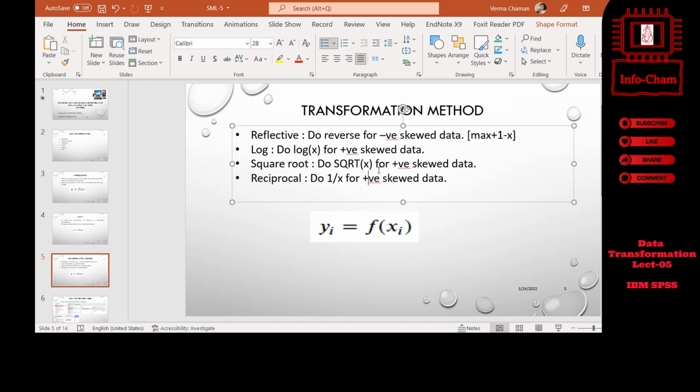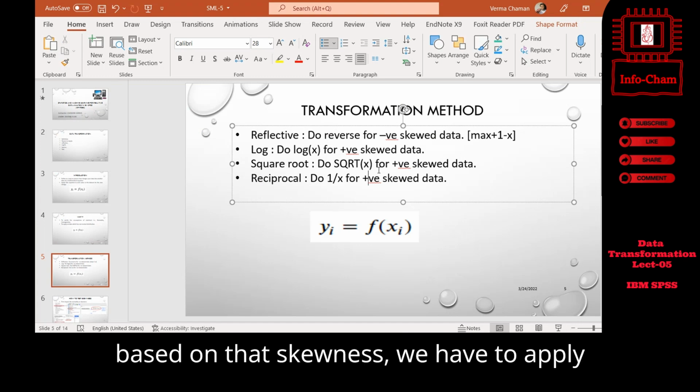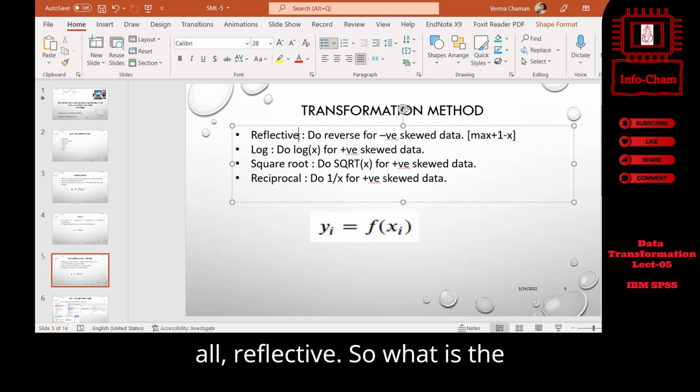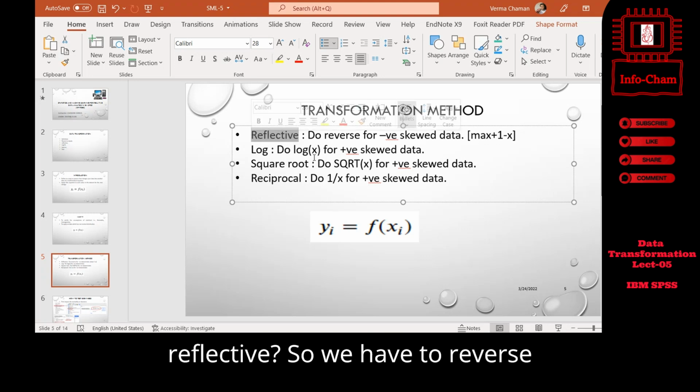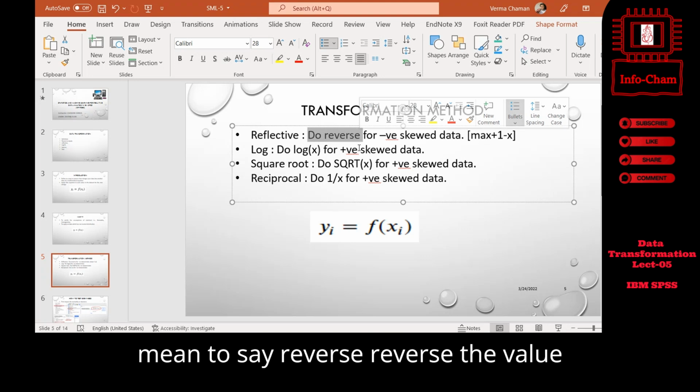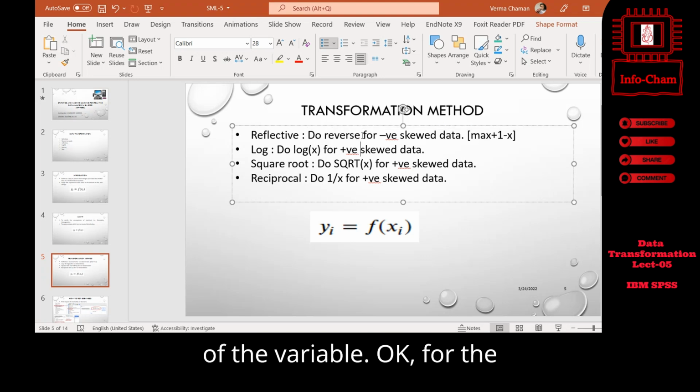Based on that skewness, we have to apply the transformation. This is the rule, actually. So first of all, reflective. What is reflective? We have to do the reverse. Actually, reflective means reversing the values of the variable.